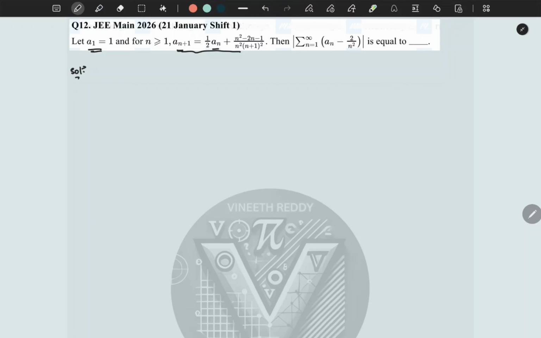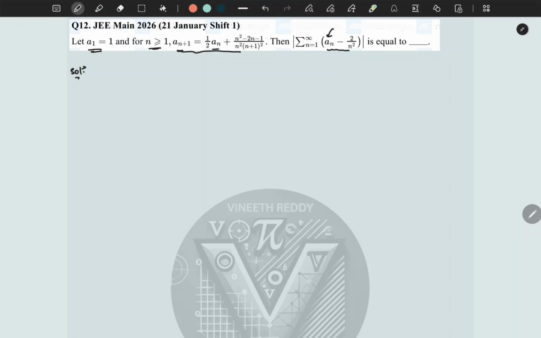Acha, here he has also given that a1 is 1, okay? And for n greater than or equal to 1, we have this relation. That means a2 will be half of a1 plus and so on. So we need the sum from n equals 1 to infinity of a(n) minus 2 by n square. So that means we should try to find a(n), right? We should try to find the nth term.